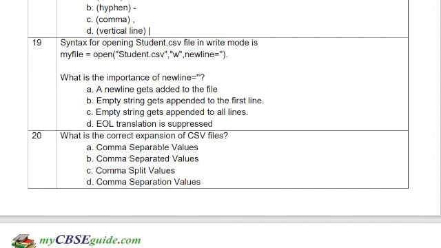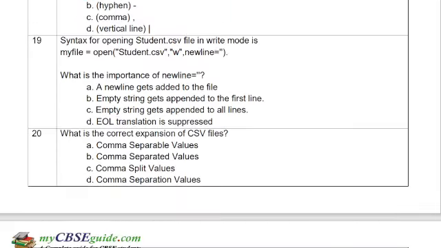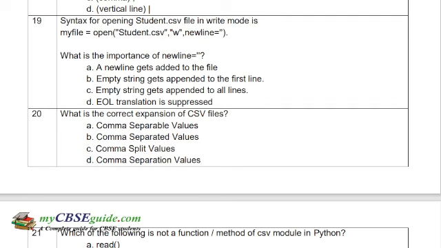Which of the following characters acts as the default delimiter in a CSV file? So as you know, comma is the default delimiter. Okay, it will act as the default in a CSV file. Default delimiter is comma.